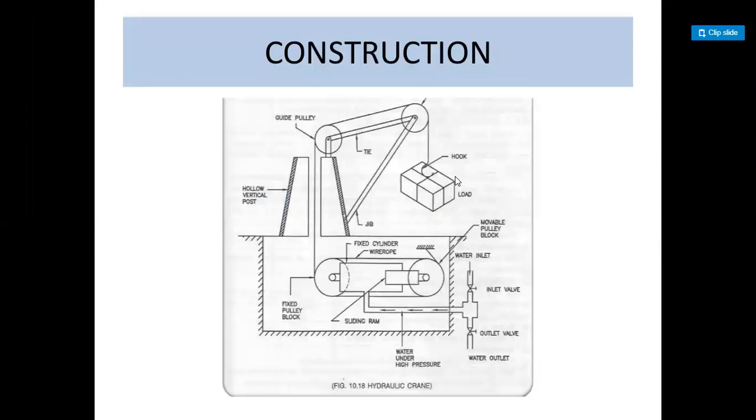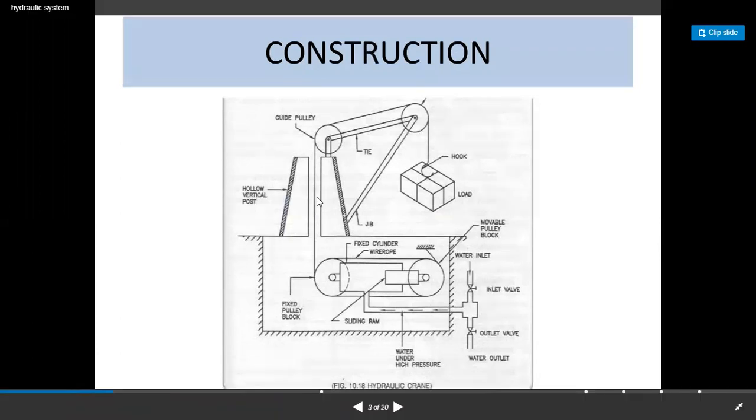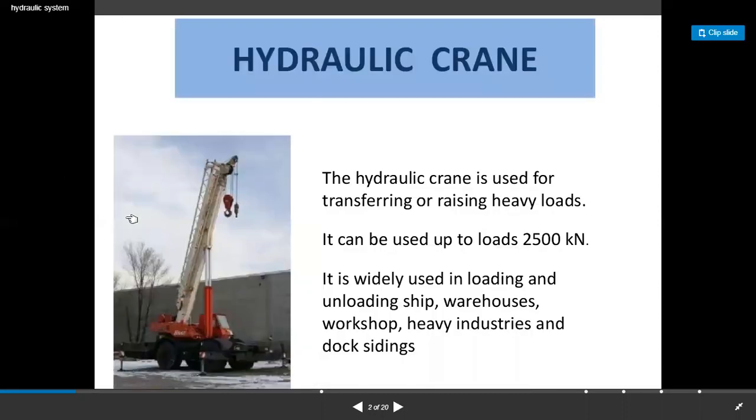In this construction, there is a main acting jib, and the tie. What is the tie? In this hydraulic crane, these are the hydraulics and this is the tie. This is a rope. These are the hooks, used to lift the loads, and these are the hydraulics that push the jib up and down.